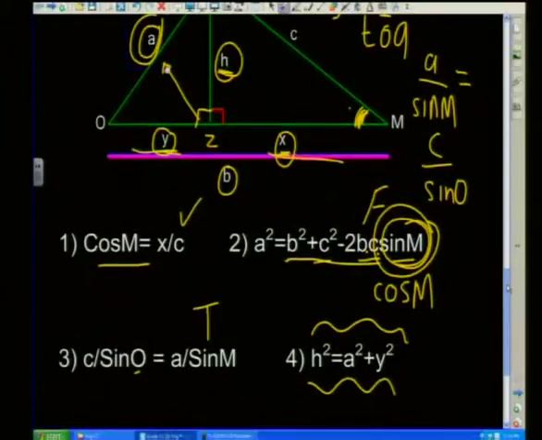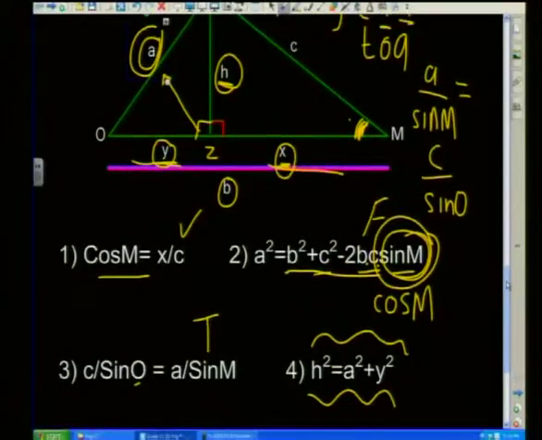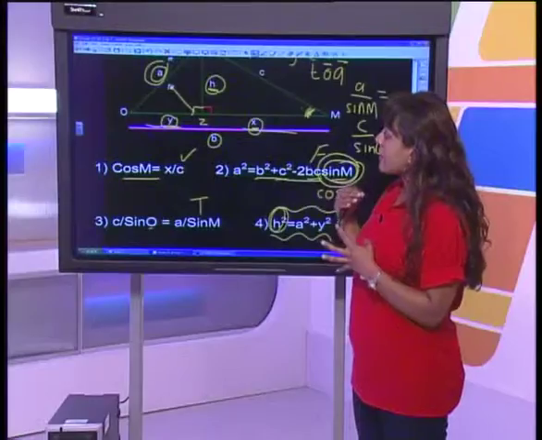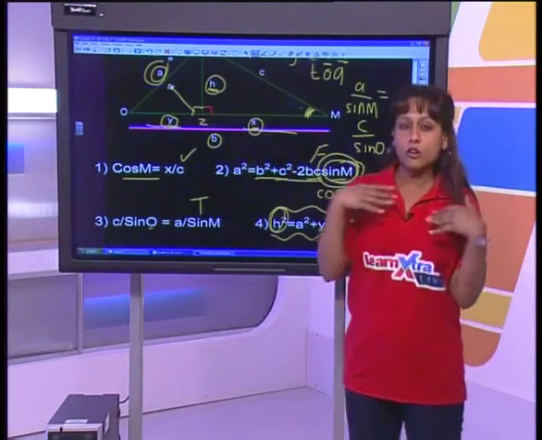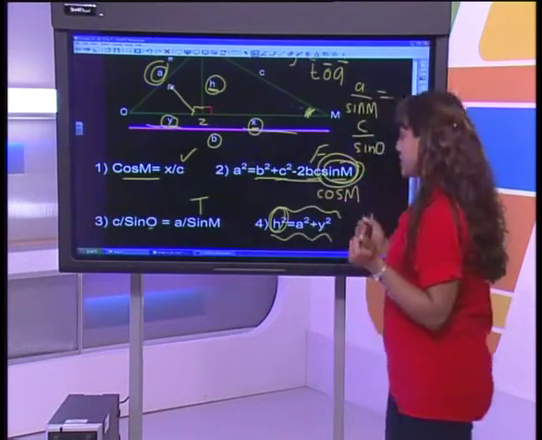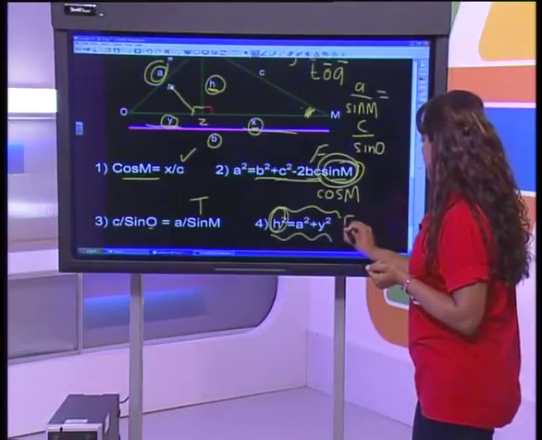What do they have for Pythagoras? They've got H squared, which is one of the shorter sides, is equal to the sum of the other two. And we know that that's not true because by Pythagoras, we know that the hypotenuse has to be the longest side in the triangle. So this one is false.